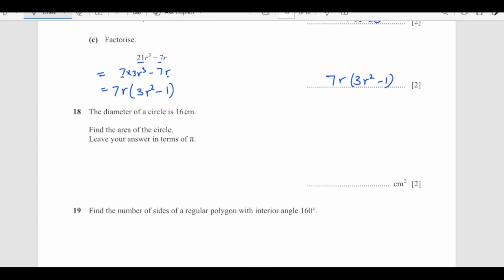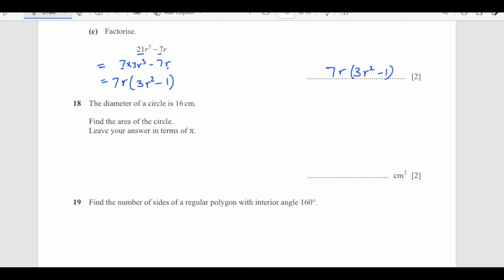Now number 18, the diameter of a circle is 16 centimeter. Find the area of the circle and leave your answer in terms of pi. So always read all the lines carefully. We have not to substitute the value of pi.